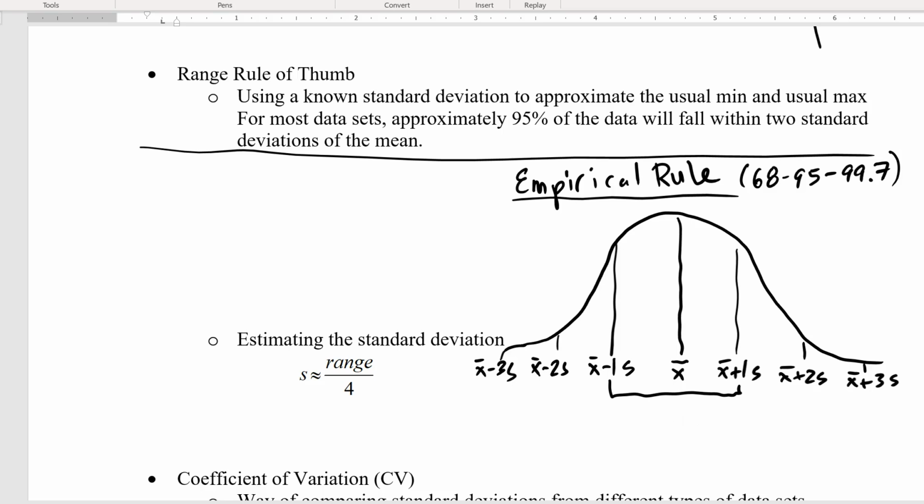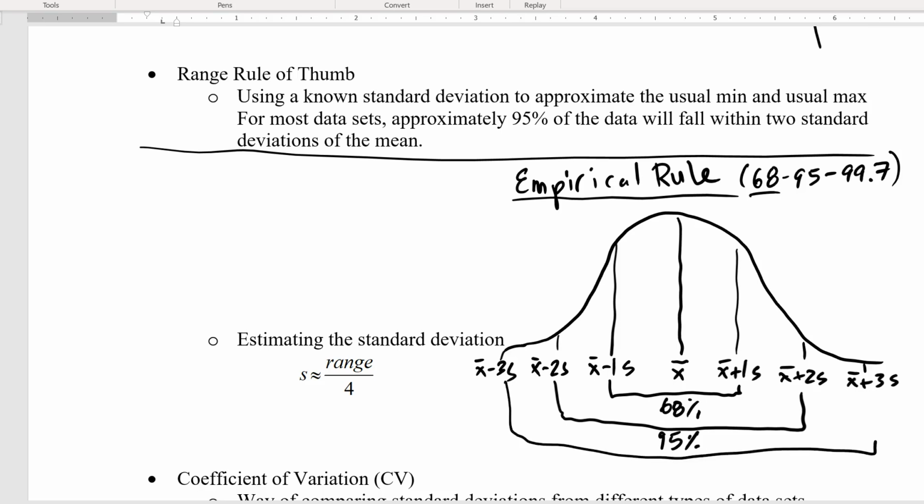First number is 68. So within one standard deviation, we have 68% of the data. Within 2 standard deviations, we have 95%. That's what they were saying here with this range rule of thumb. But there's more numbers than just the 95 you need to know. So within 1 is 68, within 2 is 95, and within 3 must be the last number, 99.7% of the data. And we're going to play more with that as we keep going.